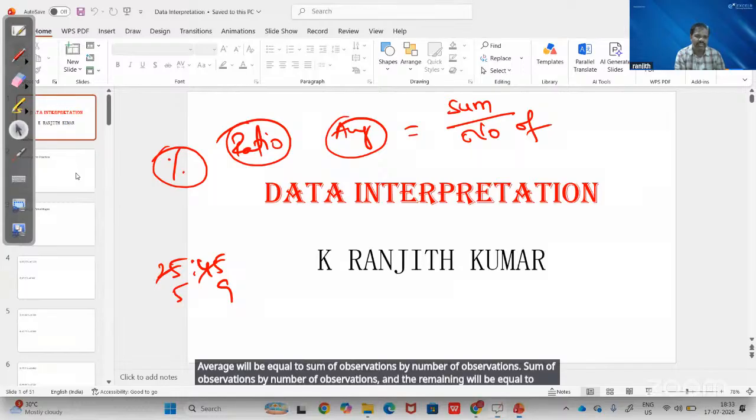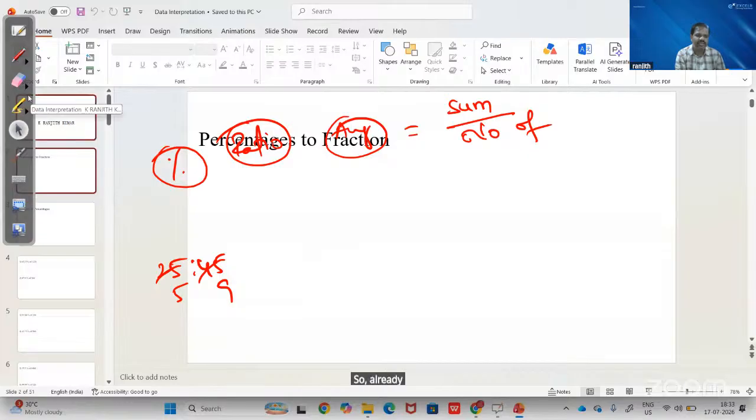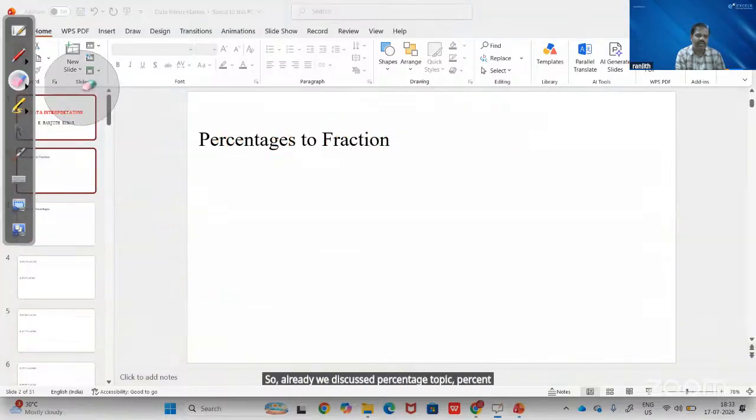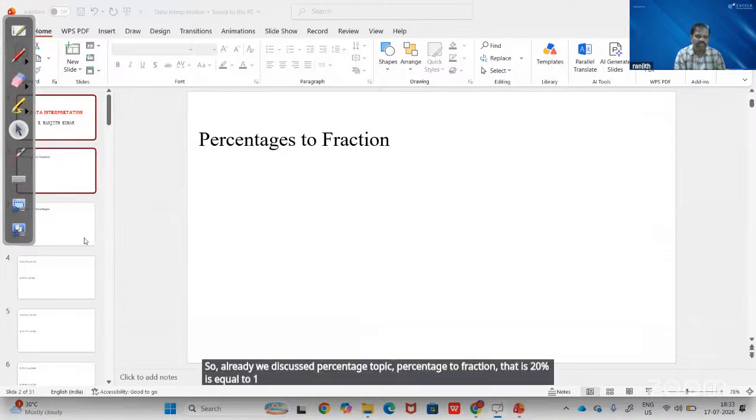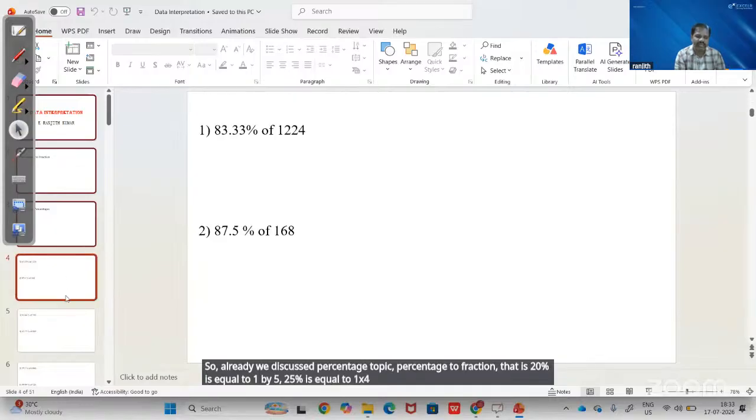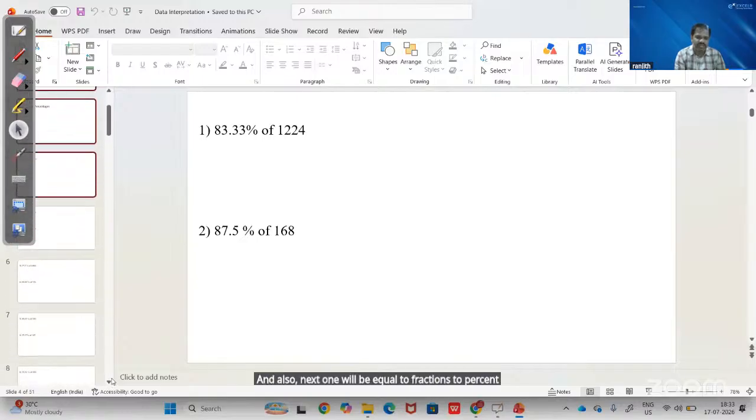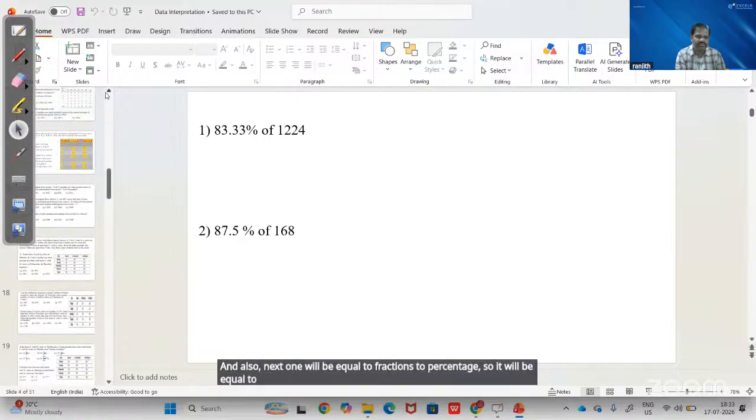We already discussed the percentage topic, percentage to fraction: 20 percent is equal to 1 by 5, 25 percent is equal to 1 by 4, and also fractions to percentage, which will be equal to 83.33. These are the fraction values we already discussed. Okay, let's see the questions.